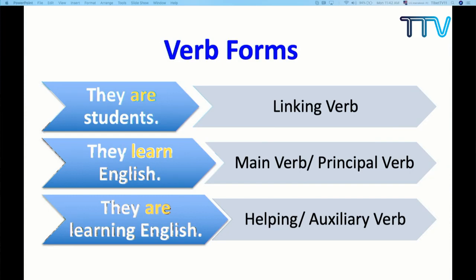The third one, they are learning English. So are is also a verb. What type of verb is this? What form? It's in the form of helping verb or auxiliary. What is it helping? It is helping the principal verb learning. The main work of the helping verb is to modify the principal verb. Here, principal verb is learning. They are learning English, it shows the time. Suppose if I write they were learning, it shows the past. So you see the helping verb modifies the verb.